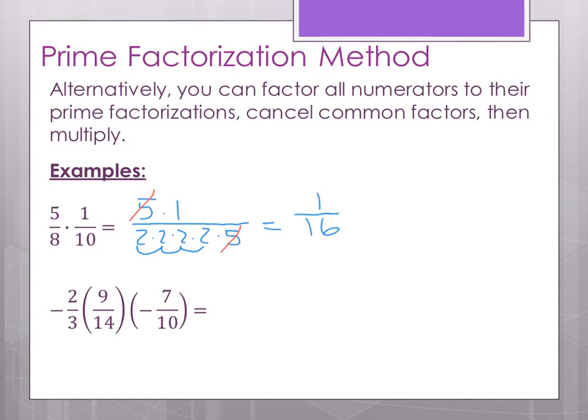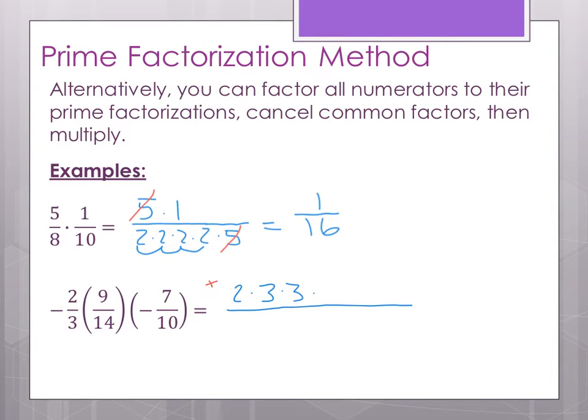I'm going to do the same thing with our second example. Remember, the sign of this answer is going to be positive, so I'll jot that down here so I don't forget. And now I have to factor all these to primes. So 2 is prime, so I'm just going to copy that. 9 factored to primes is 3 times 3. And then 7 is prime, so I just get to copy that down.